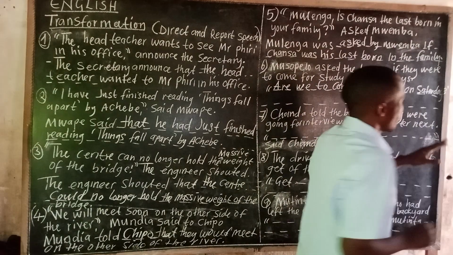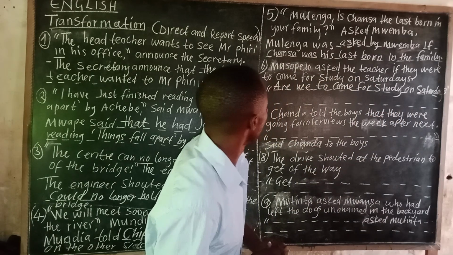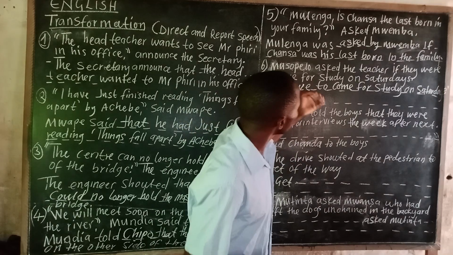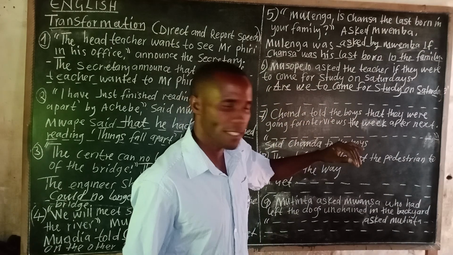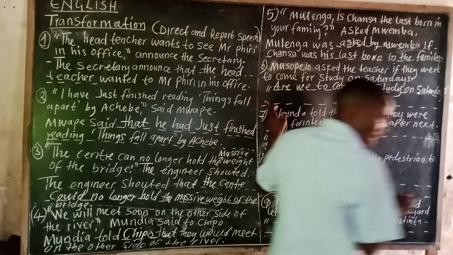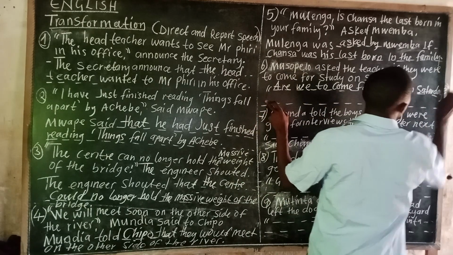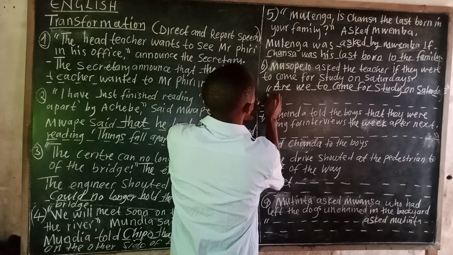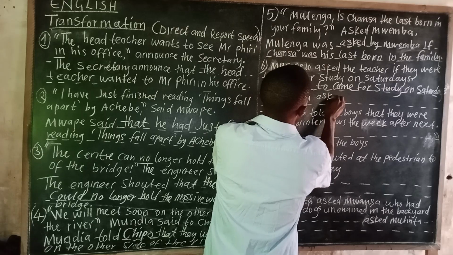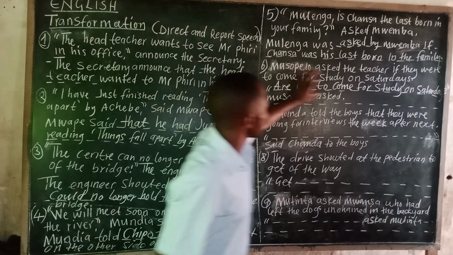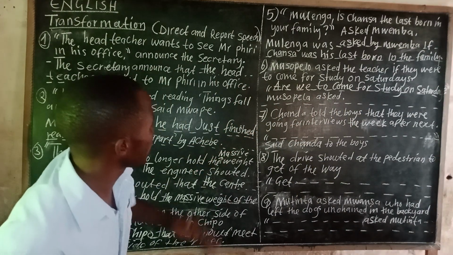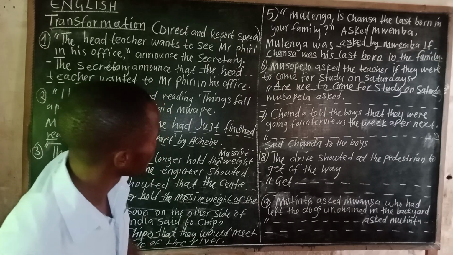Then you indicate the what? The inverted commas. Are we to come for study on Saturdays? Musopela asked. So you put first here the question mark, then inverted comma is there, then you say Musopela asked. Full stop. So this is the direct speech. Okay? The direct speech. So we are done with that one. We can go to the next question.